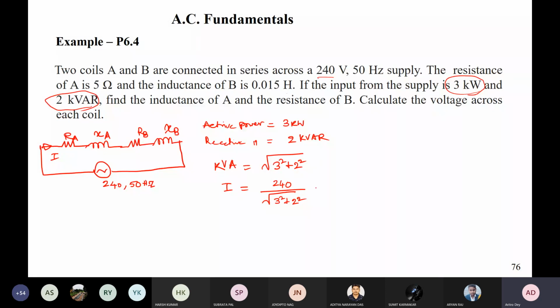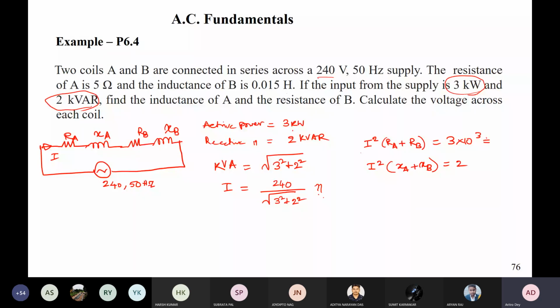How much is your current through it? That we can find out from here. If we know the current, then we can find the I square. We can write it as I square into RA plus RB equal to 3, and I square into XA plus XB equal to 2, isn't it? Because I square R is your active power consumption, which is 3 into 10 power 3, and you know the value of I. So from here you can find out your RA plus RB.